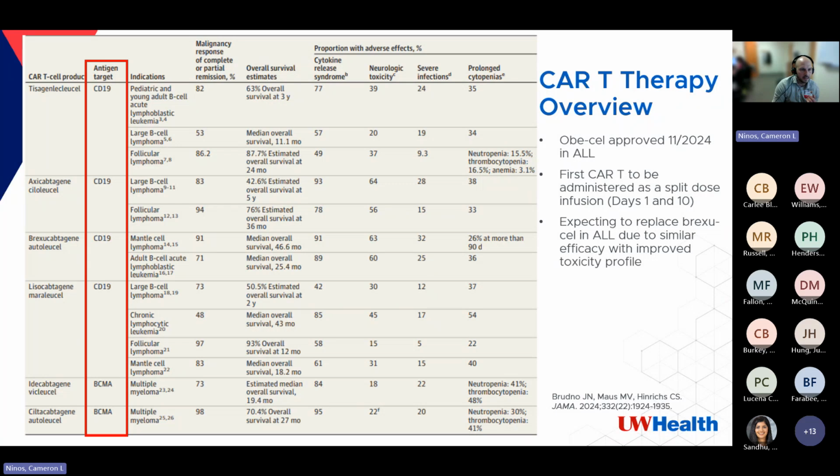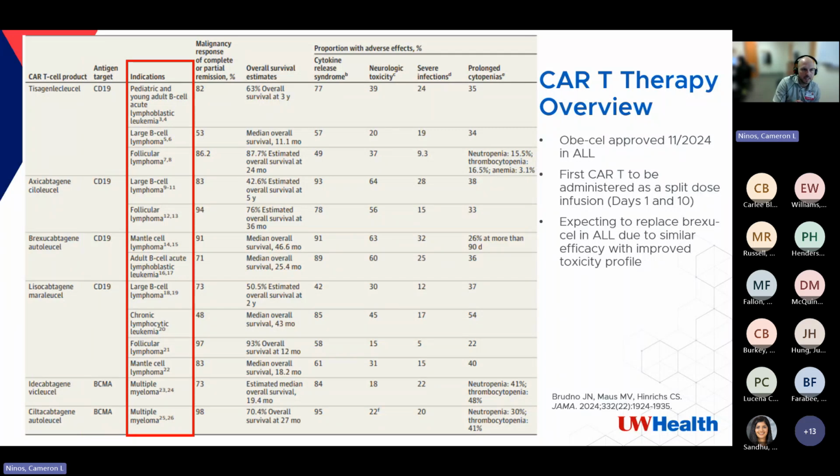So to start out, our CD19 products are going to be targeted towards leukemias and lymphomas, versus our BCMA products are going to be targeted towards multiple myeloma. And I should call out, shortly after this article was published last year, obe-cel or Aucatzyl was approved in adult ALL, and we're really hoping to onboard that in the next couple of months here.